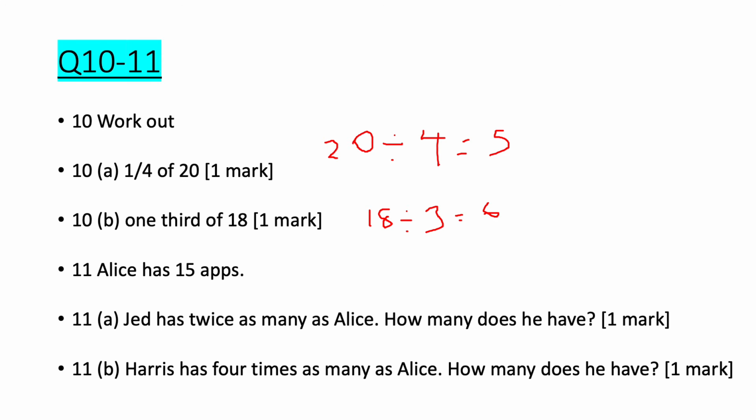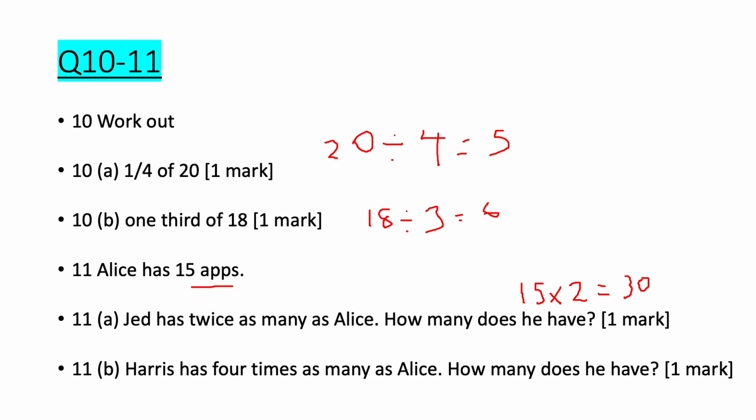Question 11. Alice has 15 apples. So Jed has twice as many as Alice. So how much does he have? Well, double means times it by 2. So double of 15 is equal to 30, guys.